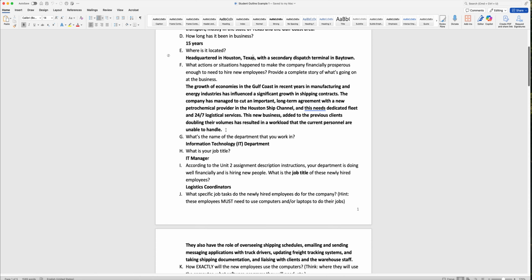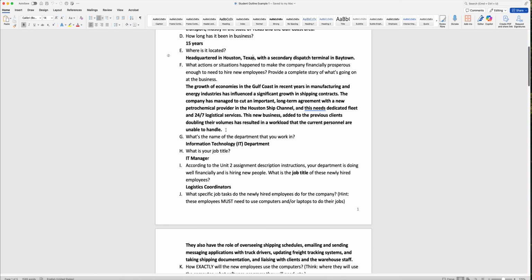That's a clear connection to not just growth in the area. Now we have something very specific. We have a shipping contract, and it's a long-term contract. That's a really important thing. If it was only for 5 months or something, maybe you would not need to hire 10 people. But if it's a long-term agreement with a new petrochemical provider, we also have this theme of realism.